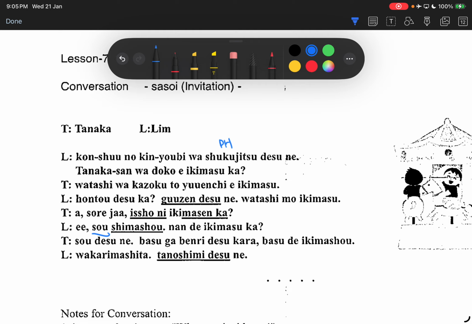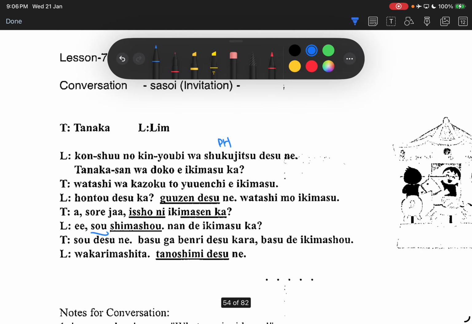So in this case 行きましょう is not shall we anymore. It's more like let's do so together. So you are saying this action, but then you are doing it together. So バスが便利ですからバスで行きましょう. Because the bus is convenient, that's why go by bus.